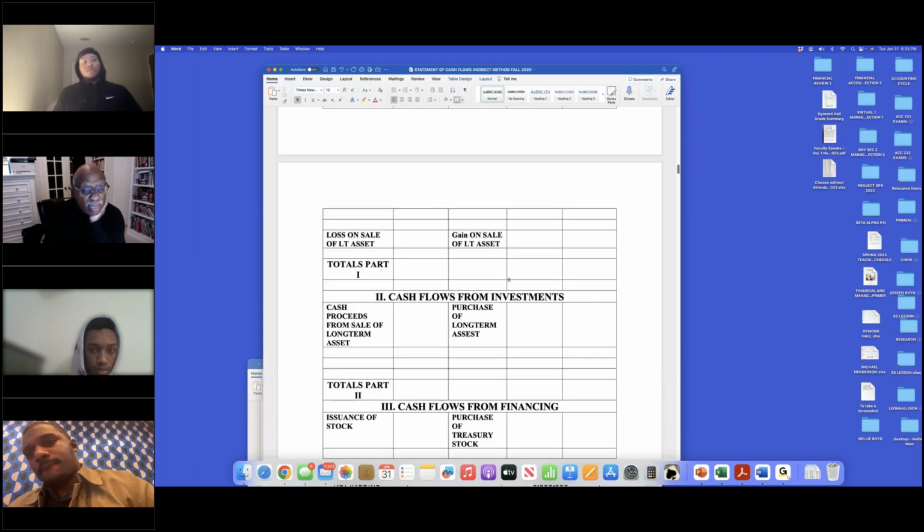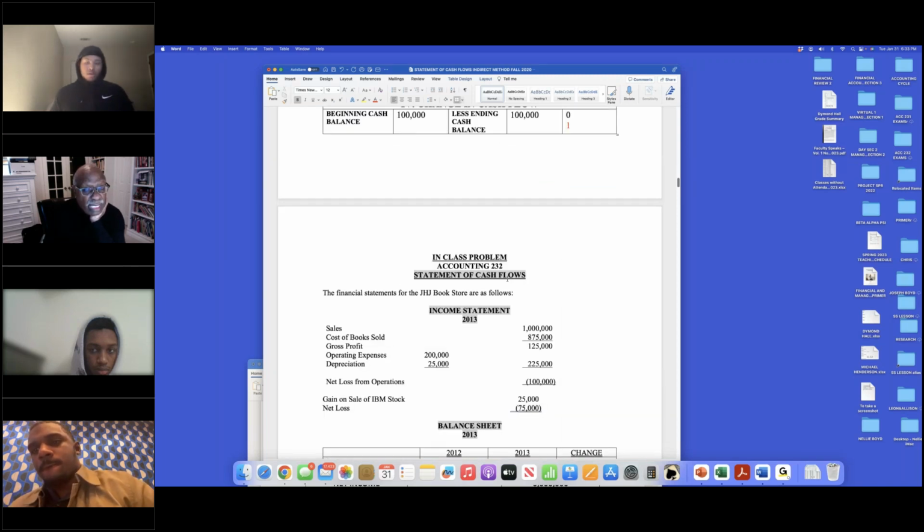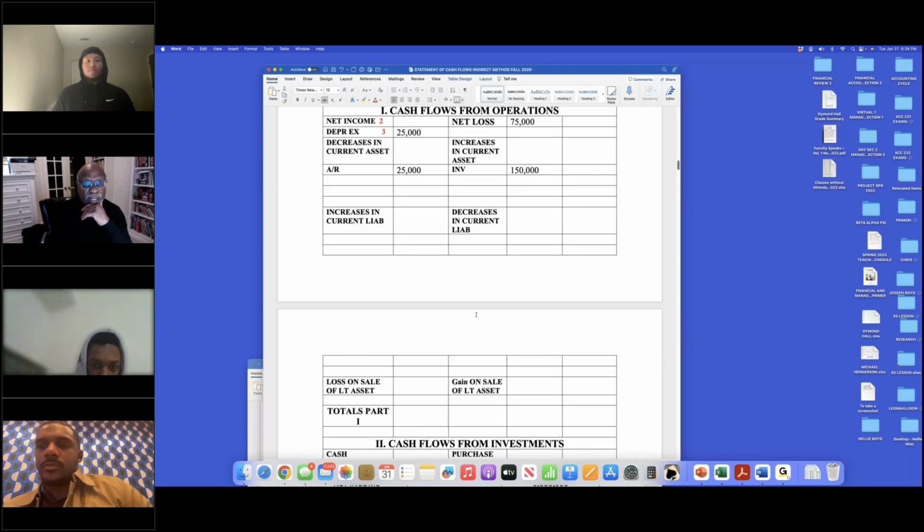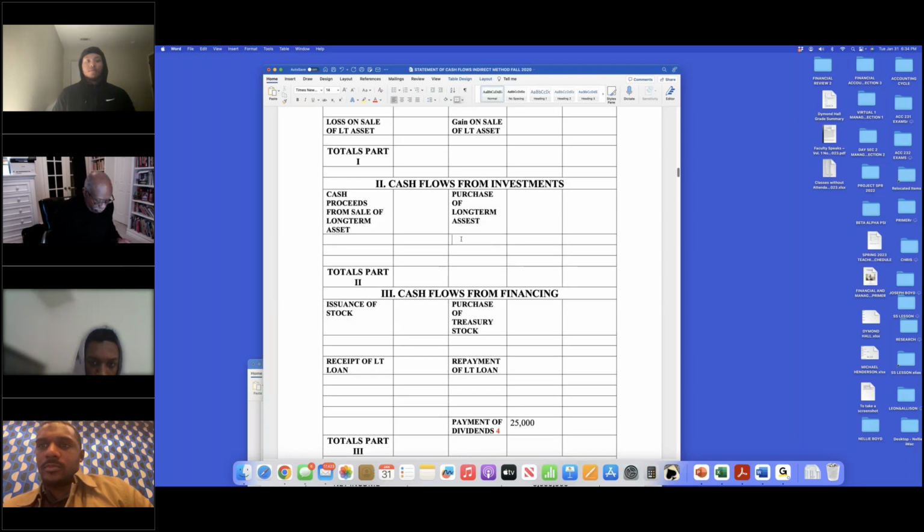Okay, so we got cash, receivables, then we got the equipment. What happened with the equipment? It went up 300,000. So where are we going to put it? It's going to go in part two, right? It's a long-term asset. Just keep in mind, the current assets and everything are up here. The long-term assets are down here. And so this is equipment, 300,000.